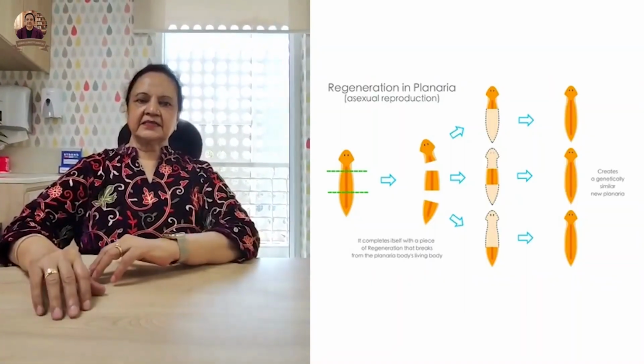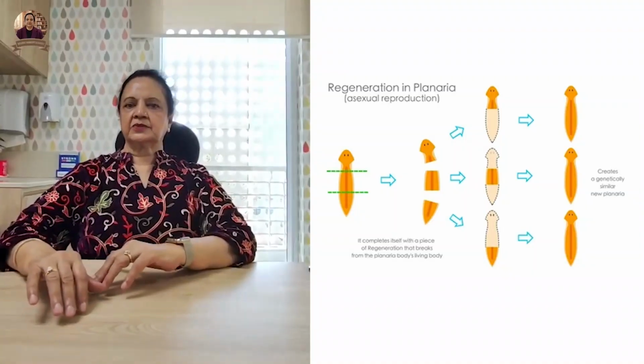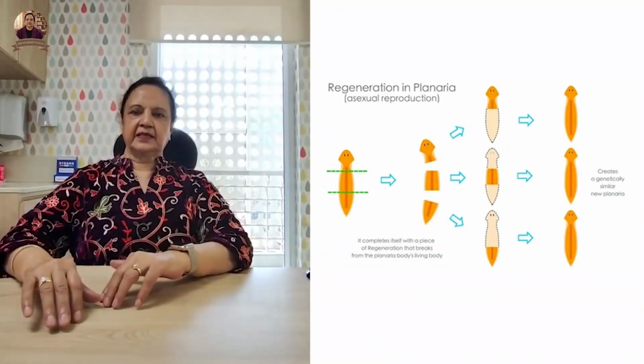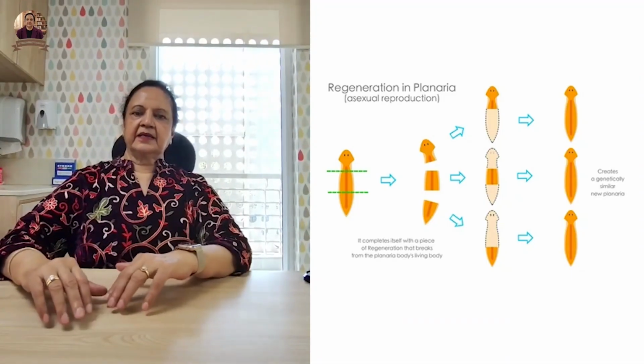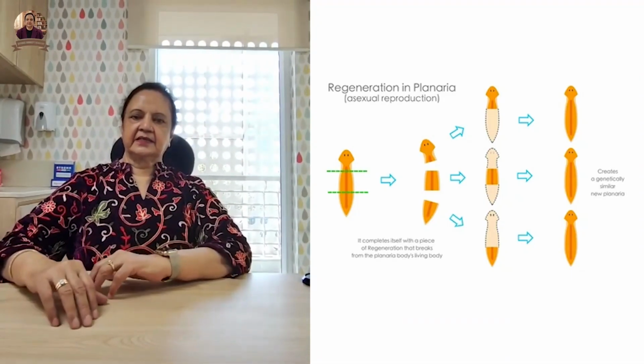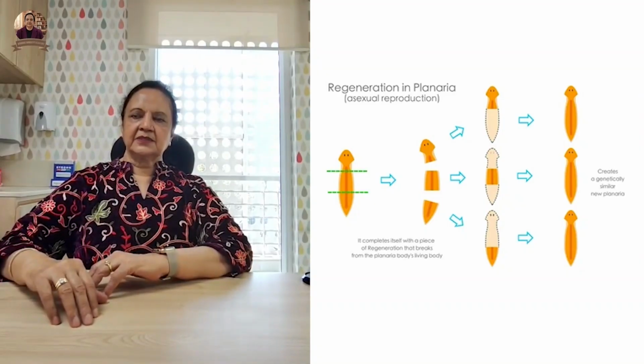When a planaria is cut, each piece grows into a complete new planaria. That is called regeneration. Planaria have specialized cells that can divide and form all cell types.